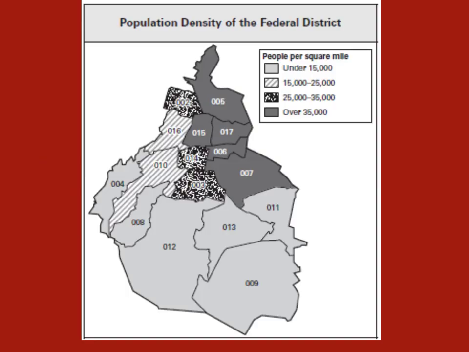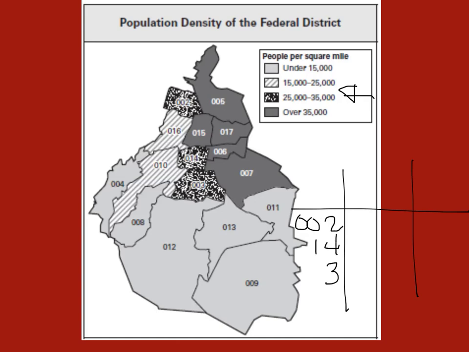Now, our first one is the population density. He told us that our population density was 34,000 people per square mile. And so that would put us in between this grouping right here. And so in our chart that looks like this, we're going to go through and identify those black dotted ones, which is 0, 0, 2, 14, and 3.